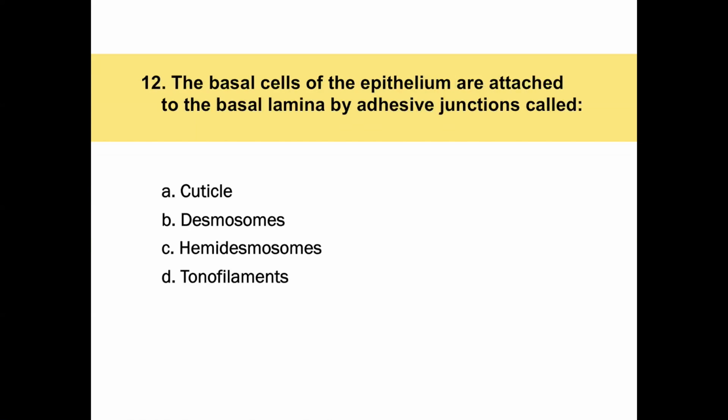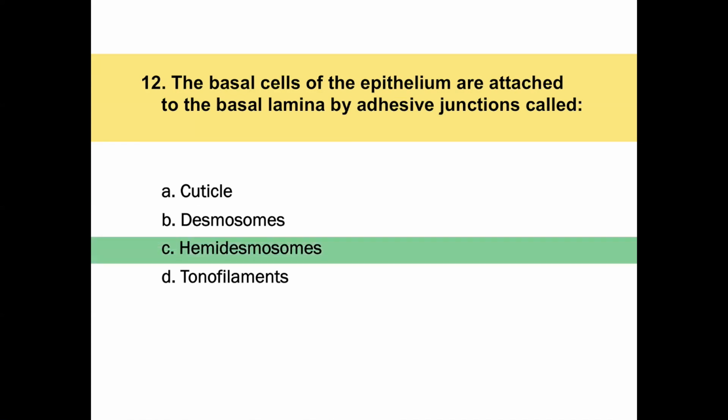The basal cells of the epithelium are attached to the basal lamina by adhesive junctions called A. Cuticle, B. Desmosomes, C. Hemidesmosomes, D. Tonofilaments. Answer C. Hemidesmosomes.